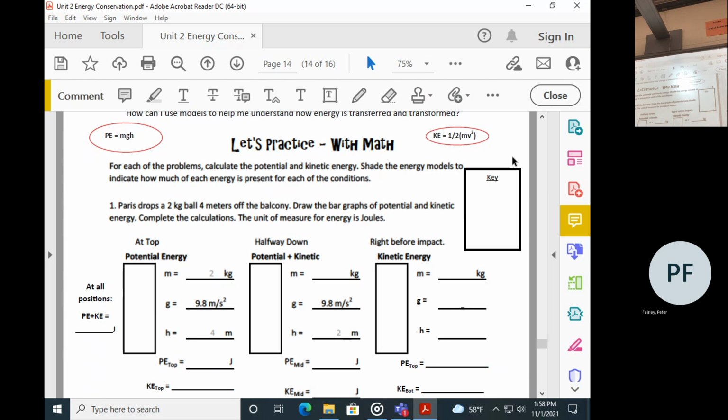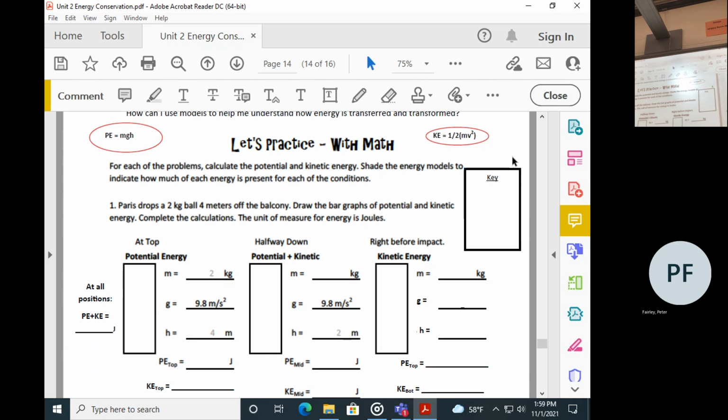So here's a problem about dropping a ball off a balcony. Do you already know how to fill in these energy diagrams? I think you do. I'm not going to do that right now. That's going to be for you to do on your own. Don't forget to go back and do them when we finish the math, though, okay? But I am going to help you figure out how to do the math part of it.